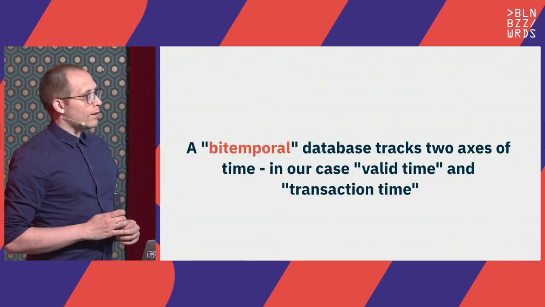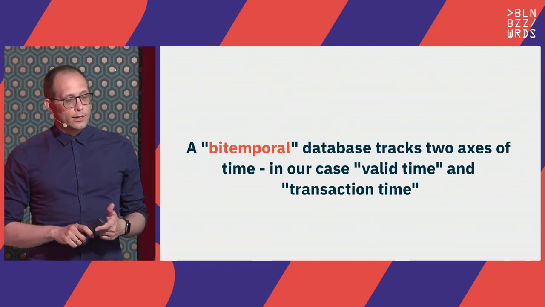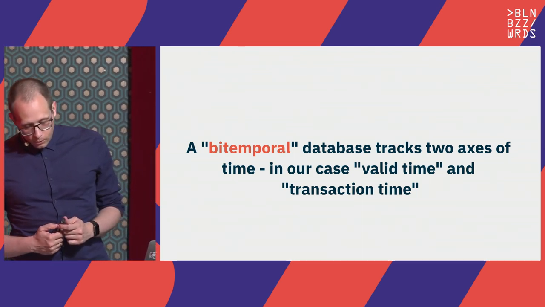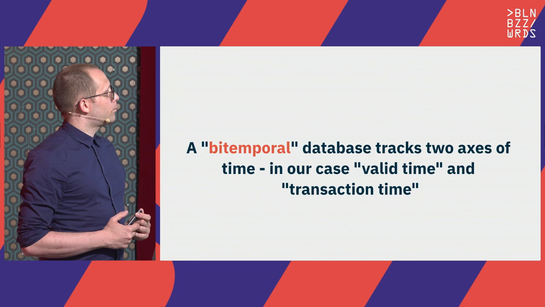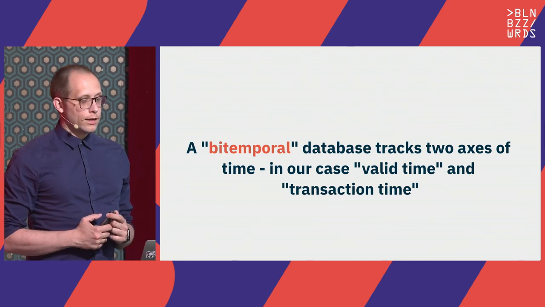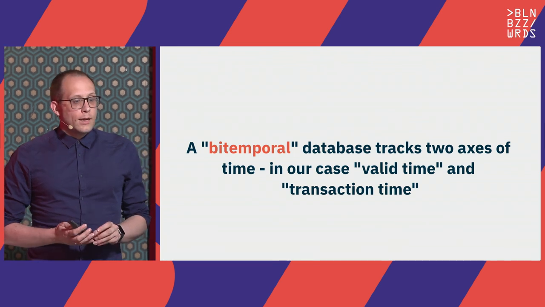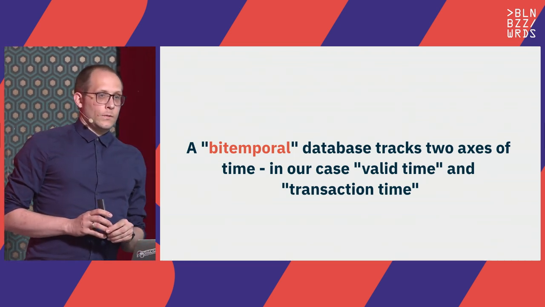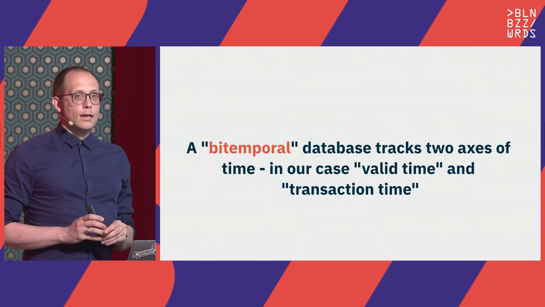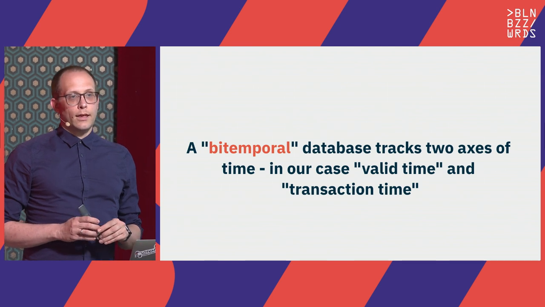So we have learned about the valid time and the transaction time. And now for the term bitemporal, because we're 20 minutes into the talk and I have not explained the word from the title yet. A bitemporal database tracks two axes of time. So in our case, it tracks the valid time and the transaction time at once.